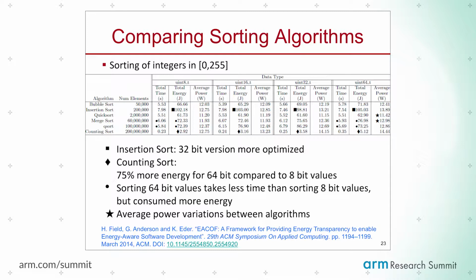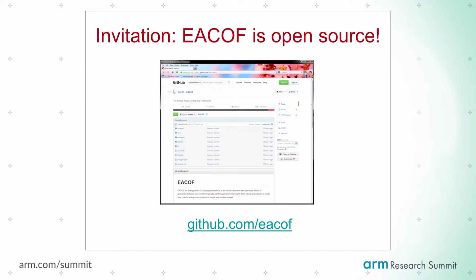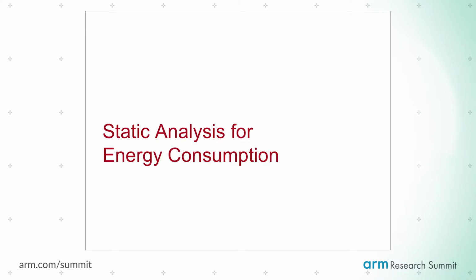64-bit machine and loading addresses across a 64-bit architecture. Very good. So it's the weight of the data bus, right? It's the weight of the data bus. But without energy transparency, we wouldn't have known, right? So that is the point about energy transparency. It allows us to see things that we previously didn't even know about. If you want to use EACOF, or if you want to contribute, it's all open source.